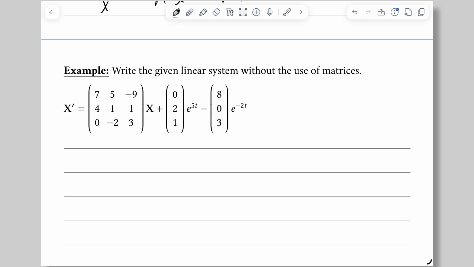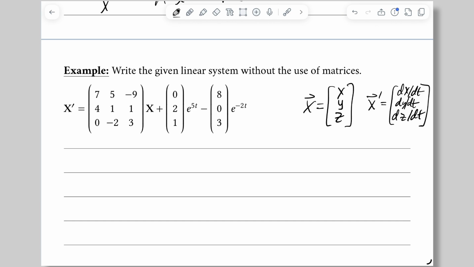The first things to remind ourselves are that x is equal to x, y, z, that column matrix of unknown functions, and x prime is the column matrix, column vector, it's interchangeable really, dx dt, dy dt, and dz dt. With that in mind, what I'd like you to do is go ahead and write down the system of 3 equations that this represents. Then come back and check it.